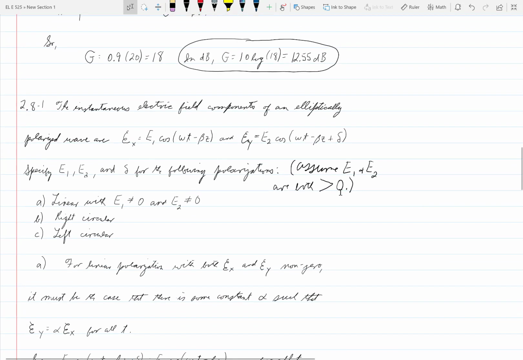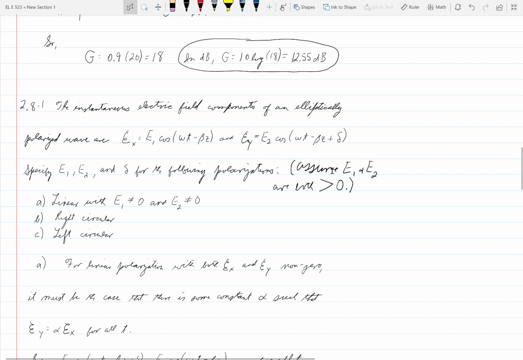Now we'll go to problem 2.8-1, where we will talk about polarization. This problem states the following. It says that the instantaneous electric field components of an elliptically polarized wave are Ex equals E1 cosine of (omega t minus beta z), and Ey equals E2 cosine of (omega t minus beta z plus delta). Specify E1, E2, and delta for the following polarizations.